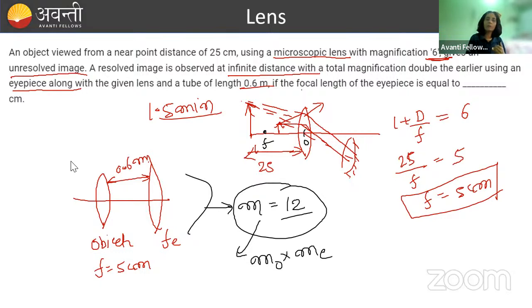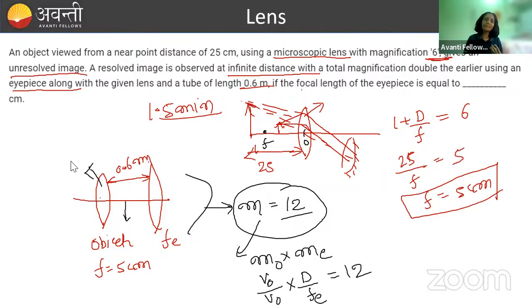But in case of compound microscope, the objective lens, which is the same microscopic lens, will form a real image. So its magnification can't be equal to 6. So this will be something else. क्या लिख सकते हैं? V naught by U naught into, as the final image is getting formed at infinity. So I told you कि eyepiece will act as a simple microscope while calculating formulas. If the final image is getting formed at infinity, its magnification will be equal to how much? D by Fe. And this is equal to 12.